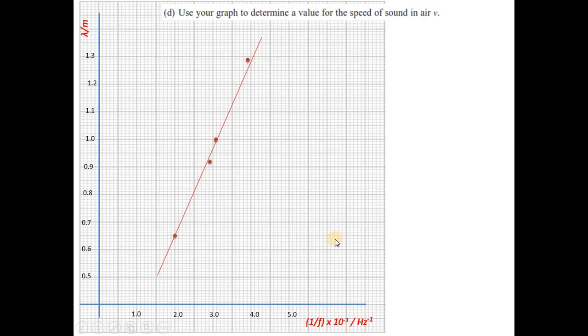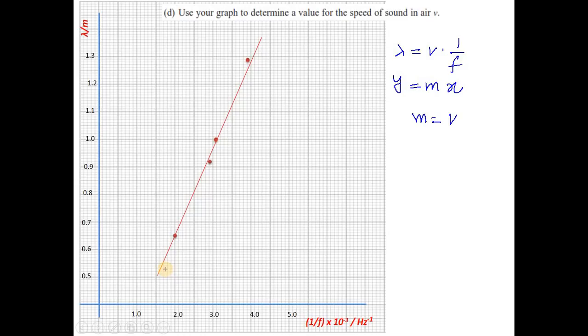Use your graph to determine the value of the speed of sound. Remember, if you recall, what did we do in the previous question? We said that lambda is equal to v into 1 upon f, and we compared it with y equal to mx, and m, which is the gradient in this equation, is equal to velocity. So if you have a graph of lambda and 1 upon f, then the gradient of the line will give you the velocity. That's how you need to find the velocity.